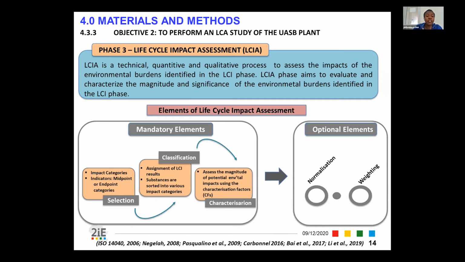Over here, we will assign each of the inventory parameters to the impact category that they fall under. For instance, if we take carbon dioxide emission, carbon dioxide is a greenhouse gas and it leads to global warming. So we are going to assign carbon dioxide to the impact category of global warming. The next stage is the characterization. Over here, we want to assess the magnitude of each of the inventory parameters which we have assigned within an impact category. The last 2 elements are the normalization and weighting, which according to ISO 14040 are optional. You can choose to do it or you can choose to leave it out.